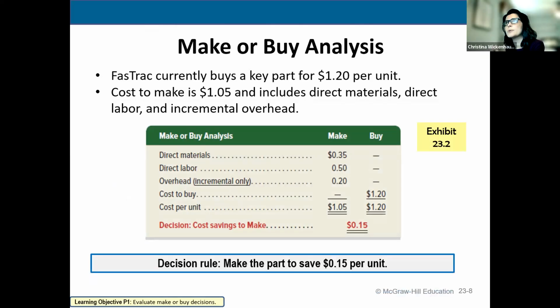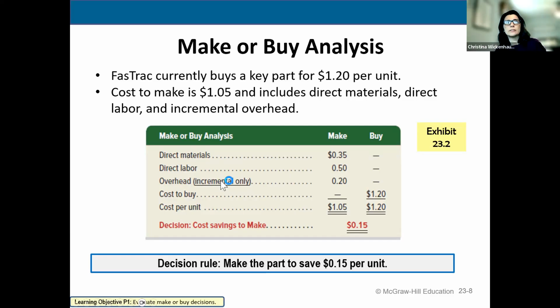So let's put this into practice, right? Let's try this out in our procedures. So we have a make or buy analysis, and we're just going to line up all of the relevant costs. So we currently buy one of the parts that we need for $1.20, but we could make it for $1.05. And we come to that conclusion by breaking down all of our relevant costs here. So we have direct materials specific to making it, direct labor, and then overhead.